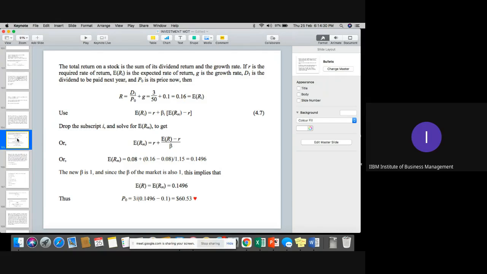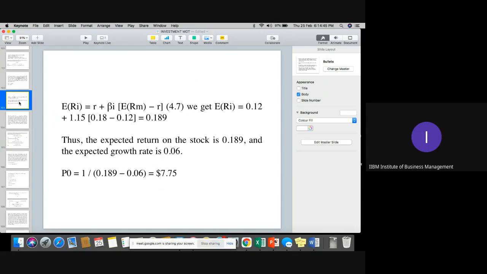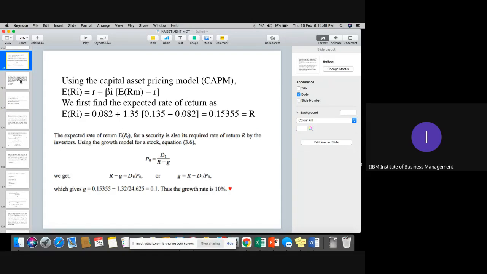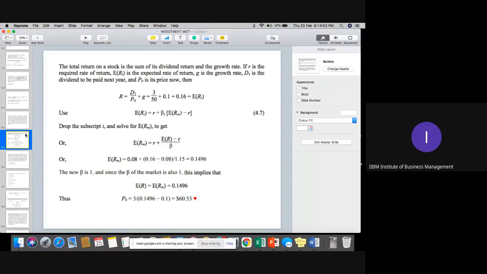See, the last one, basically when the beta is equal to 1, it means that your expected return is equal to market return. So in that case, your ERM should be 14.96%. Okay. So the P0 formula, you can see the formula right now on the screen: P0 is D1 upon R minus G. That same formula we applied over here. D1 is $3, R is the market return 14.96% minus G, the growth rate, which is 10%.